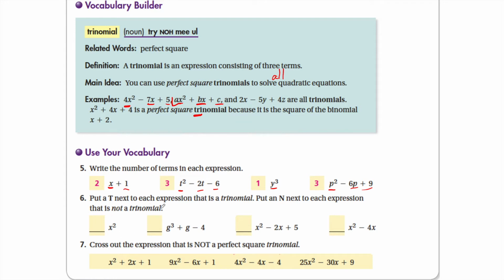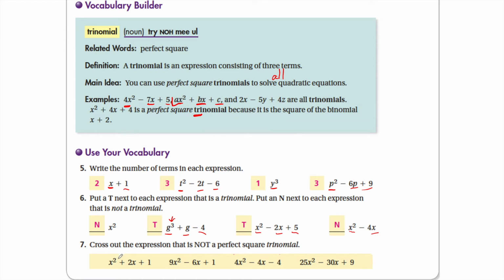Put a t next to the expression that is a trinomial. Put an n next to the expression that is not. Well, this is a monomial. There's only 1, so it's an n. This has 3 terms, even though the exponent is different from what we've been seeing. It is still 3 terms. We have 1, 2, 3 terms, therefore it is going to be a trinomial. This one also is a trinomial because, again, 3 different terms. And the very last one is a binomial because there's only 2 terms. So it's not going to be considered a trinomial.